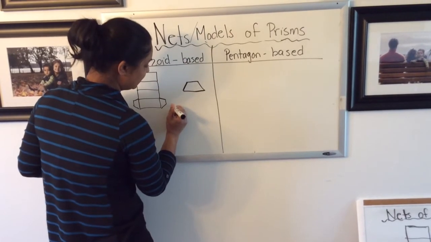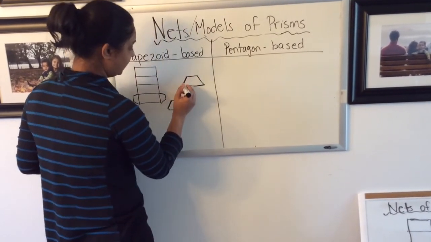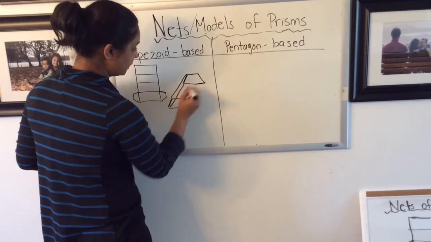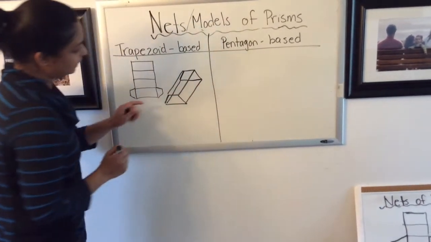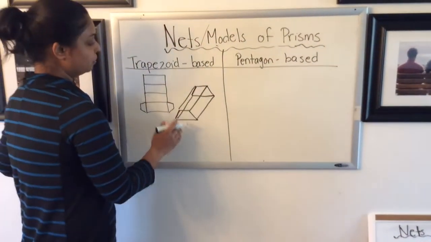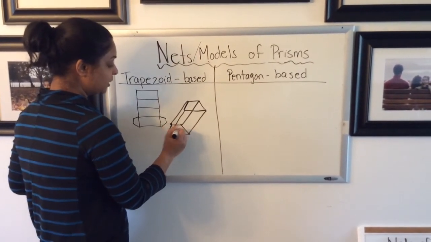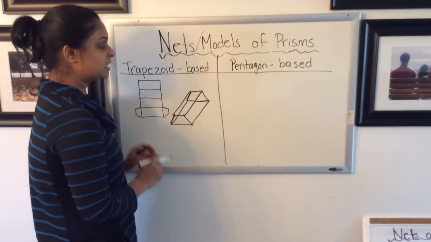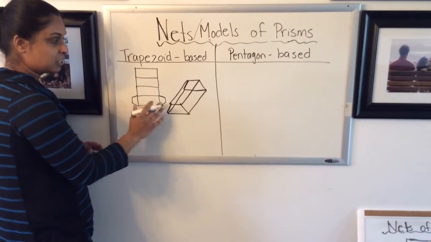Start with your bases. Okay, and try and connect vertice to vertice here, matching vertices, and then you should get your trapezoid based prism. From here you can be counting vertices and edges and faces and being able to see them all there. But you can also think of a net for faces as well.